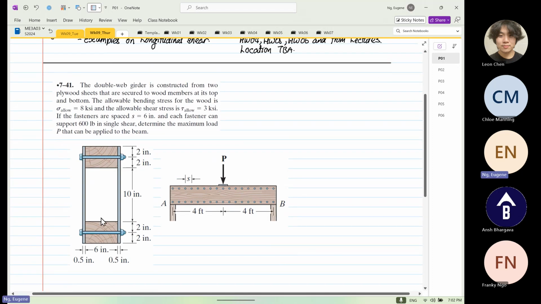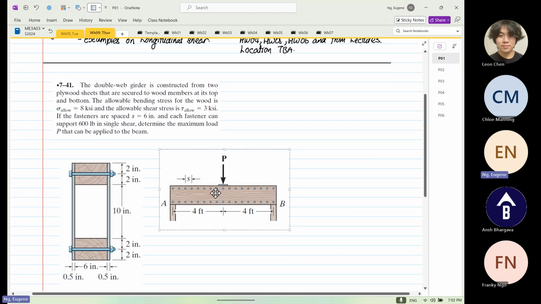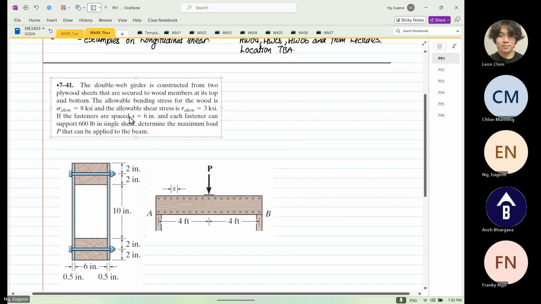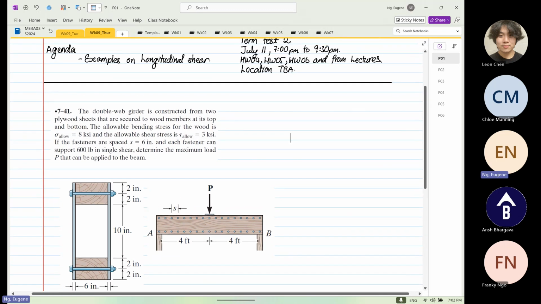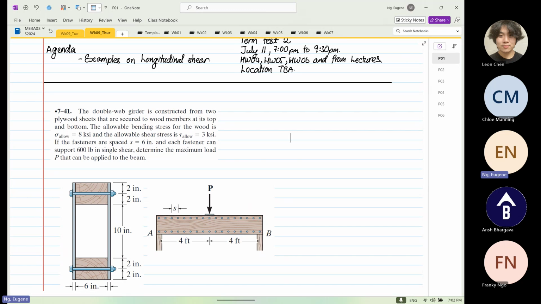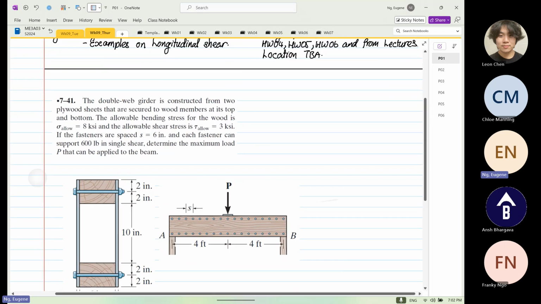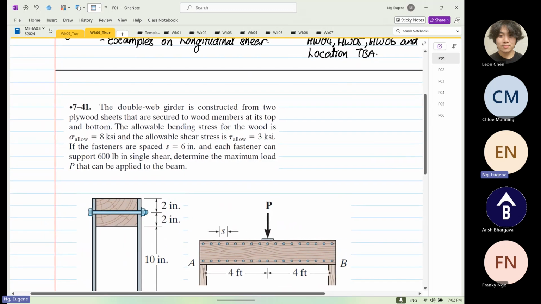So we are going to continue on this example that we started on Tuesday, okay, on longitudinal. And the term test is up to longitudinal shear, so it's up to this topic. When I teach next week on Tuesday, that topic will not be considered in your term test, okay? So we're going to continue on example.